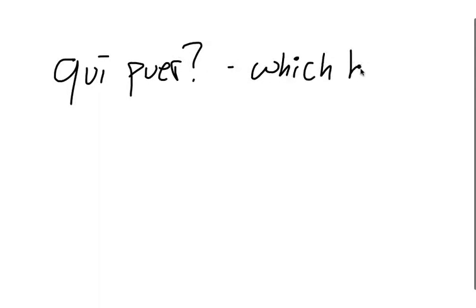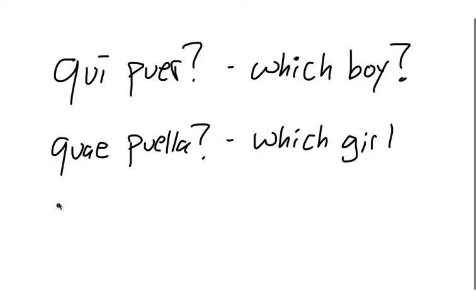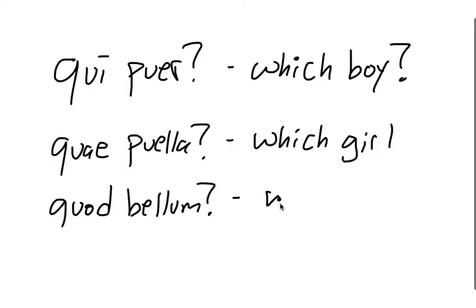Okay, so let's give some examples of this. Here's an example. Qui puer? That would be which boy? Which boy is walking through the street? Or quae puella? Which girl? Or quod bellum? Which war?